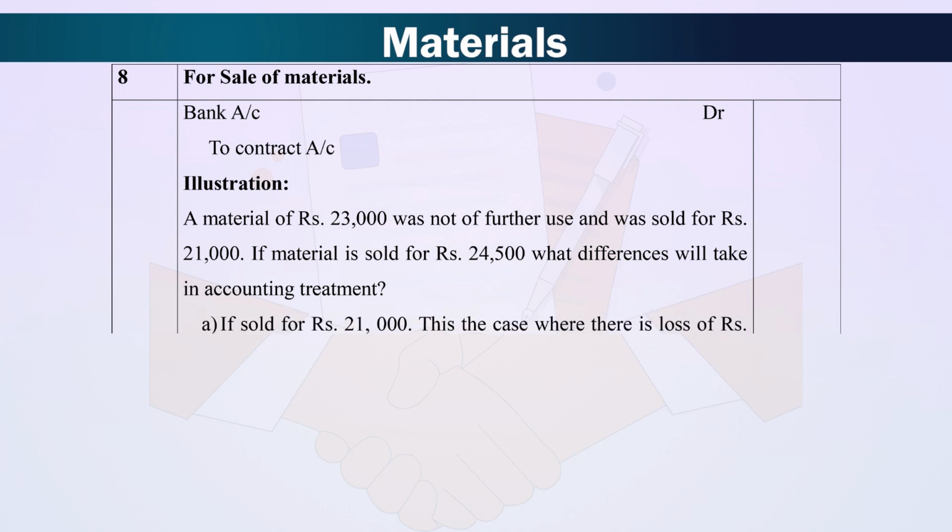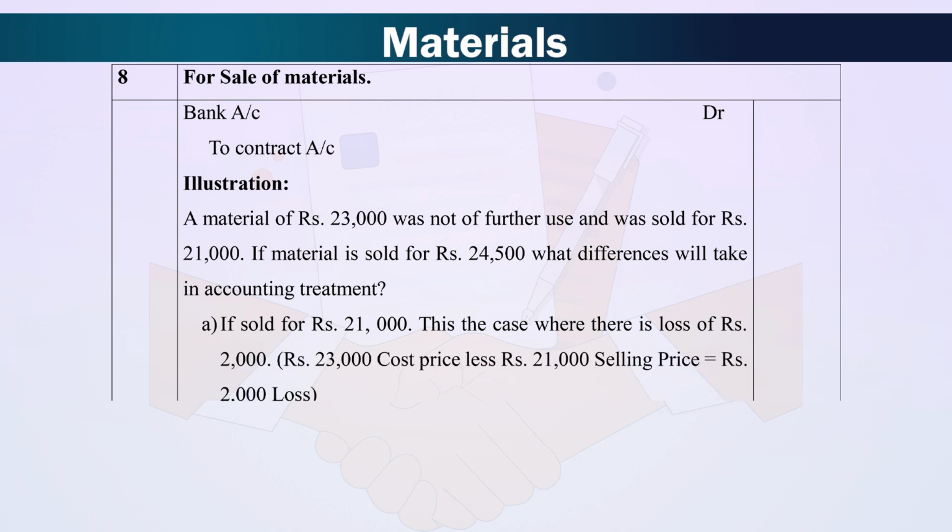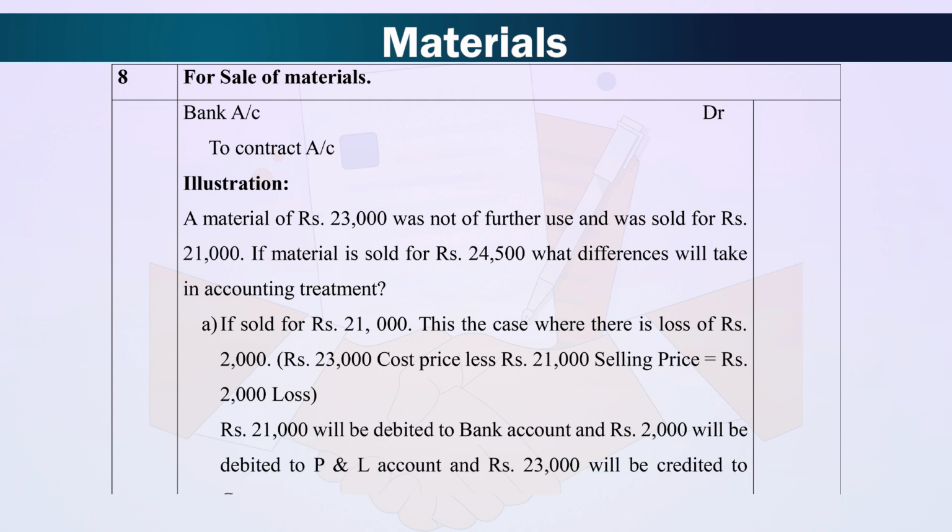First, if it is sold for rupees 21,000, this is the case where there is a loss of rupees 2,000, that is 23,000 cost price less 21,000 selling price, which is equal to 2,000 loss. Rupees 21,000 will be debited to bank account and rupees 2,000 will be debited to profit and loss account and rupees 23,000 will be credited to contract account.